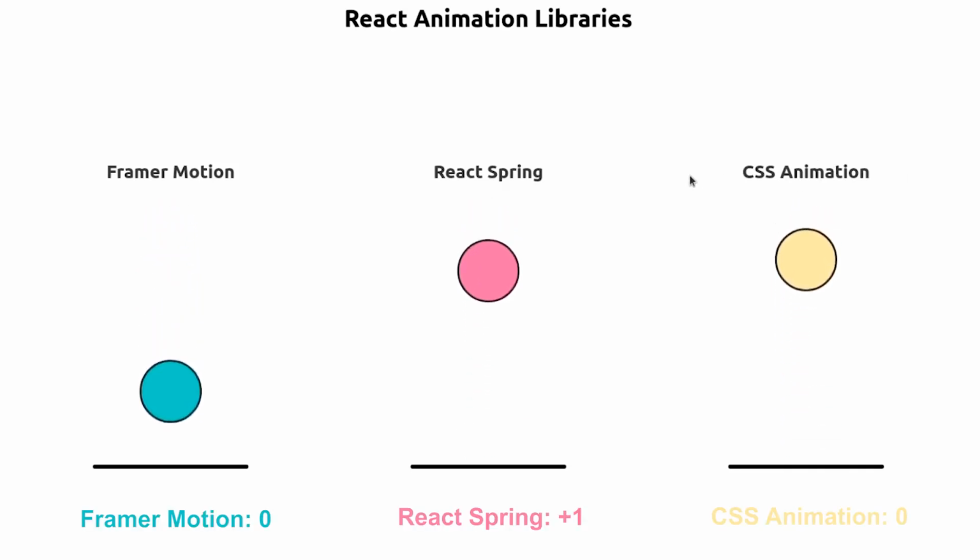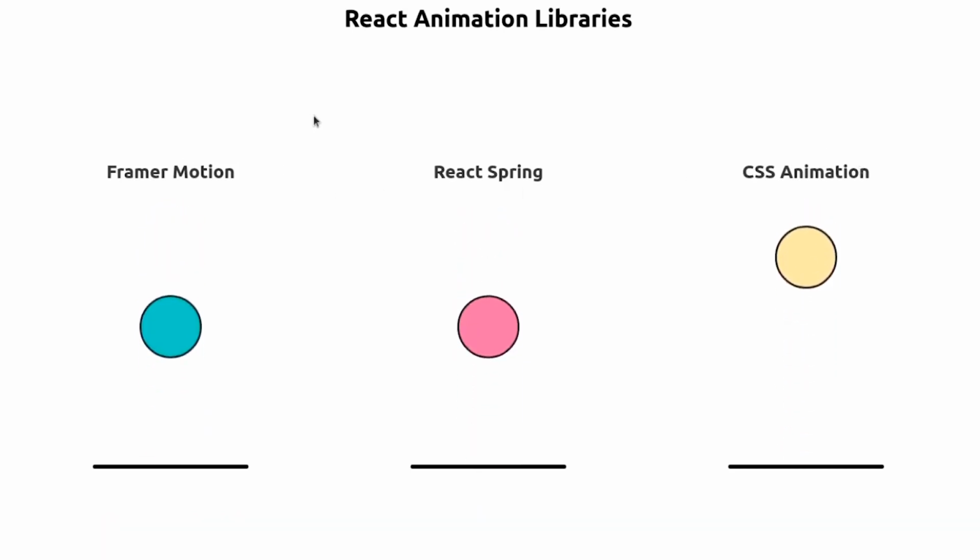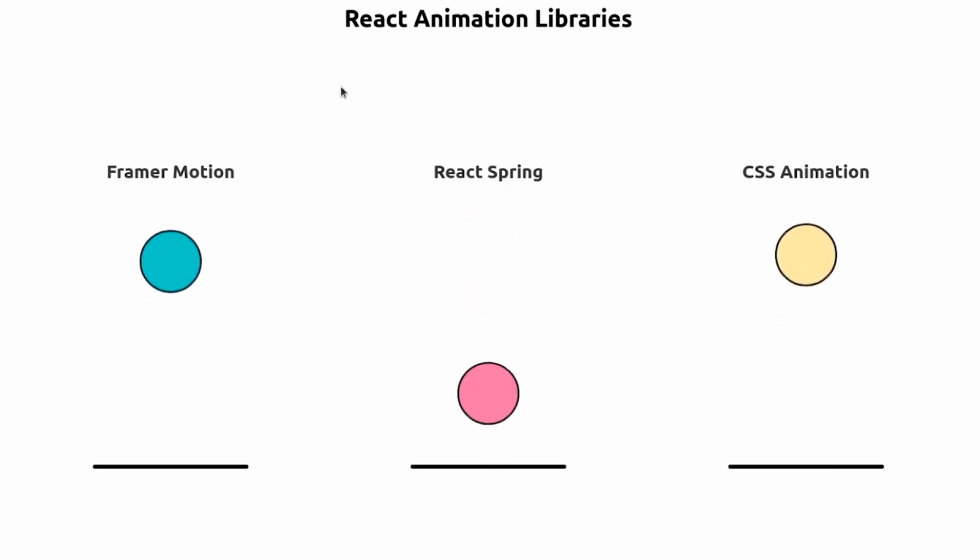So we've got React Spring taking the lead in the realism of the animation, Framer Motion coming second, and the CSS animation, of course, coming last. Now we're going to move on to the next step, which is checking out the API and the documentation to evaluate these three animation libraries, although CSS animation is not really a library.